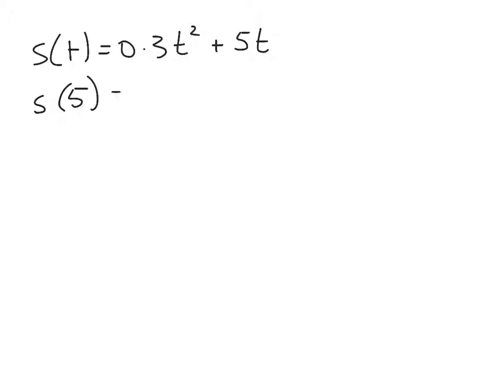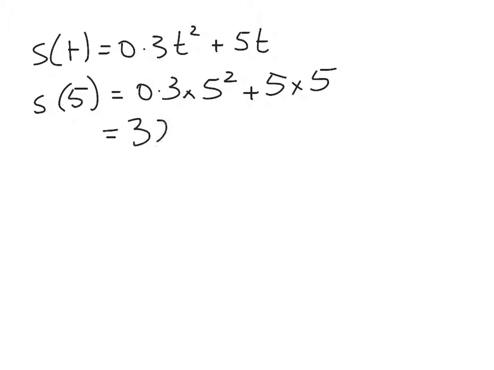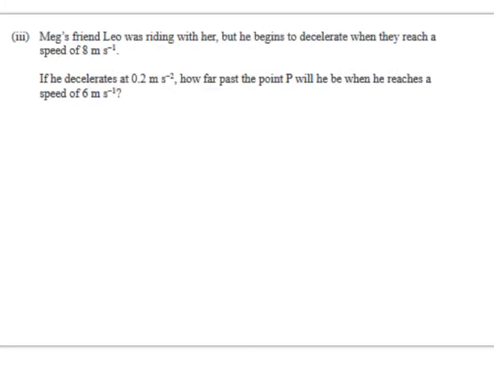Alright, so s of t is equal to 0.3 t squared plus 5t. S of 5 is equal to 0.3 times 5 squared plus 5 times 5, and that works out to be 32.5 metres, right? My unit's metres because s measures displacement. So that's how far she's gone.